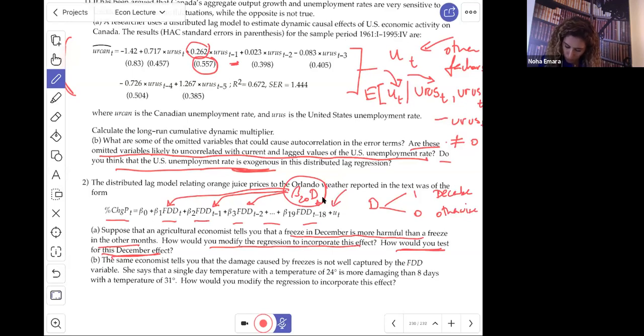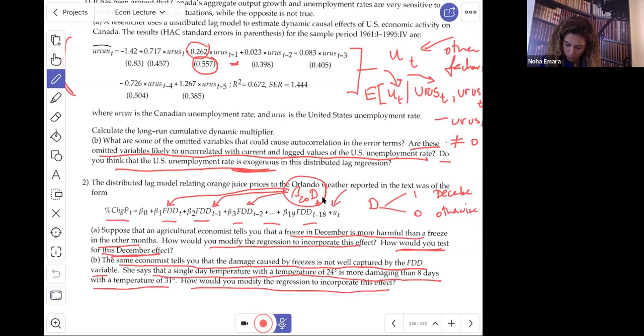Okay, so the same economist tells you that damage caused by freezes is not well captured by the FDD variable. And she says that a single day with a temperature of 24 degrees is more damaging than 8 days with a temperature of 31 degrees, okay? How would you modify the regression to incorporate this effect?